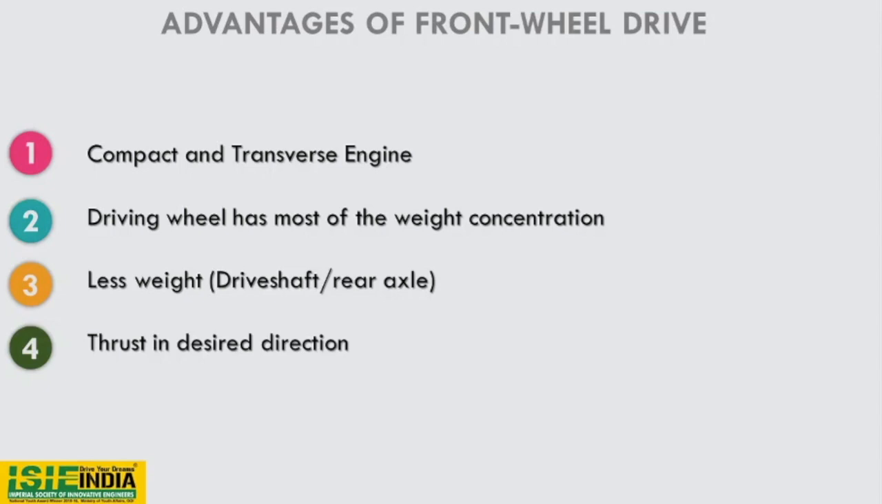Then it has less weight. It is due to the absence of a drive shaft and rear axle, or you can say there is no rear axle in this case because we are not transferring our torque to the rear axle here. Then thrust in the desired direction. Due to front wheel drive, all our power goes through the front wheels, which are also connected to our steering wheel. Thus we can have our movement in our desired direction.